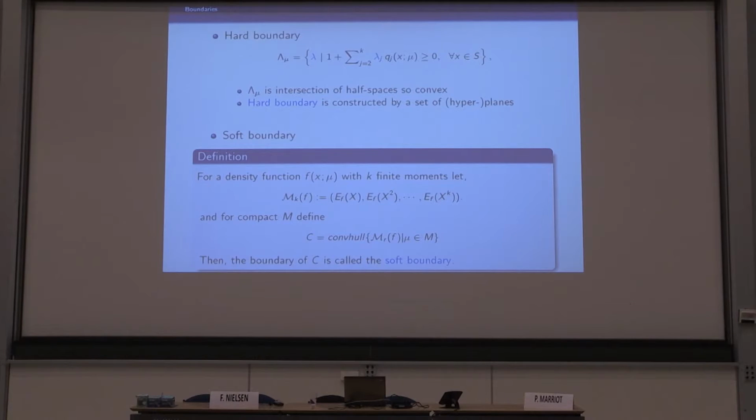For the soft boundaries, defined for any density function f, define these moment vectors. Just consider the first k moments of the density function f and put them beside each other to make a vector, and each of these moments depends on this value mu. Now construct this set, the convex hull of all those vectors as points for all mu inside a compact interval M. Then the boundary of this convex hull is called the soft boundaries. If we restrict lambda such that this vector for the extended model lies inside this convex hull, it is pretty intuitive that it mimics the behavior of general mixture models.